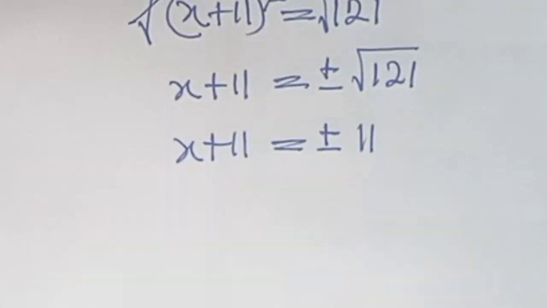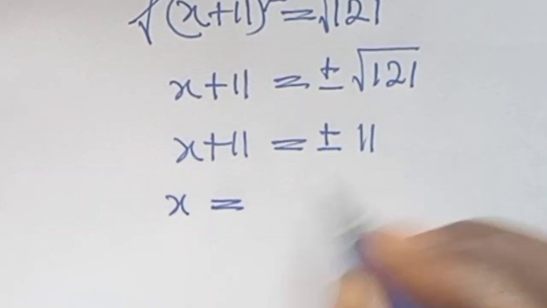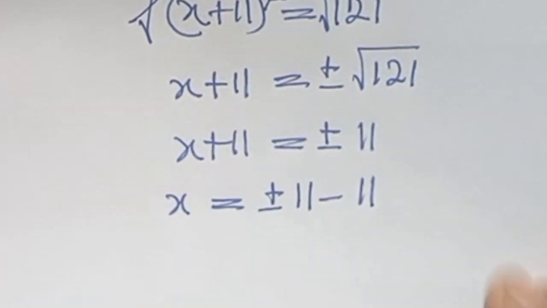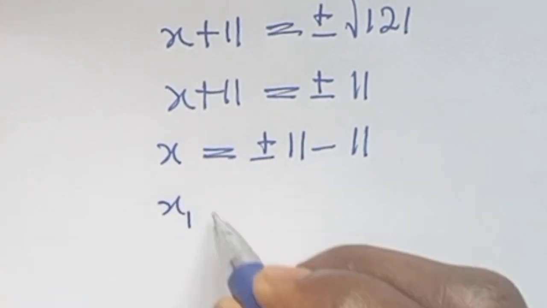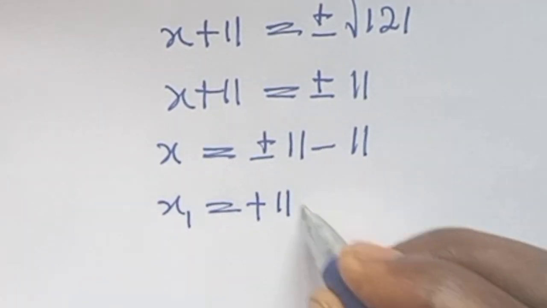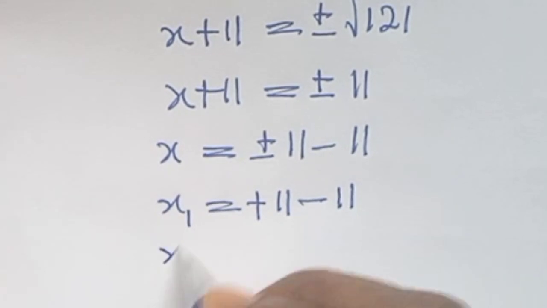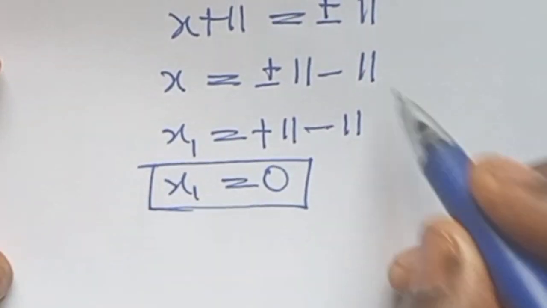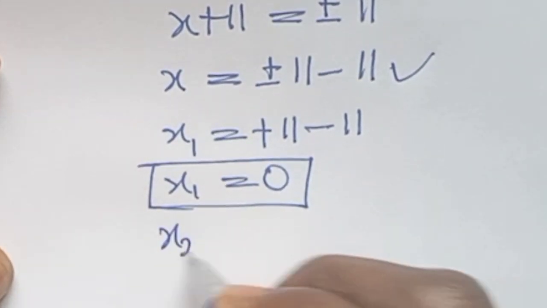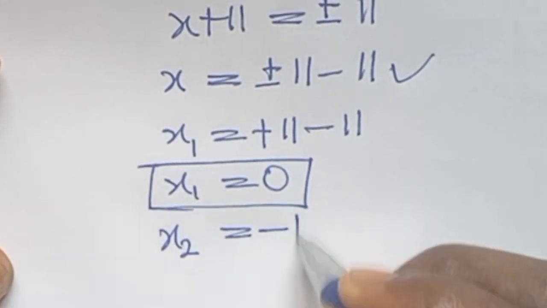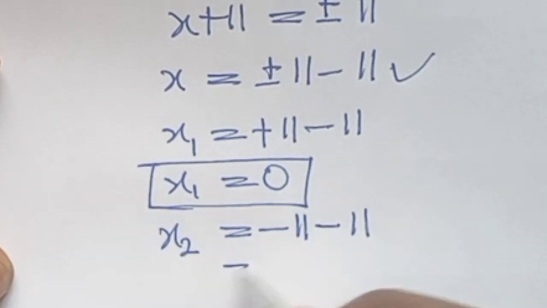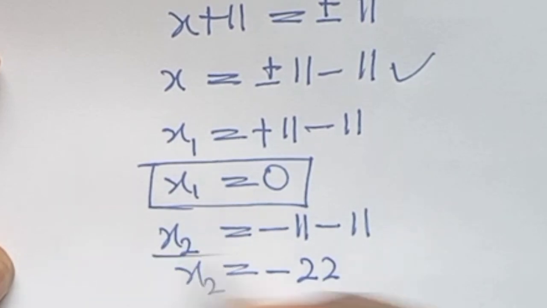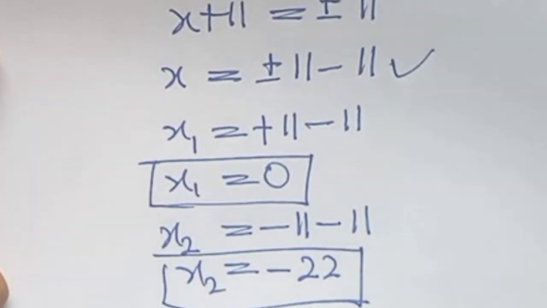The square root of 121 is 11, which means x can be equal to plus or minus 11, minus 11. So x1 will be equal to plus 11 minus 11, x1 will be equal to 0. And again from here, x2 will be equal to minus 11 minus 11, and minus 11 minus 11 is minus 22. x2 again is minus 22.